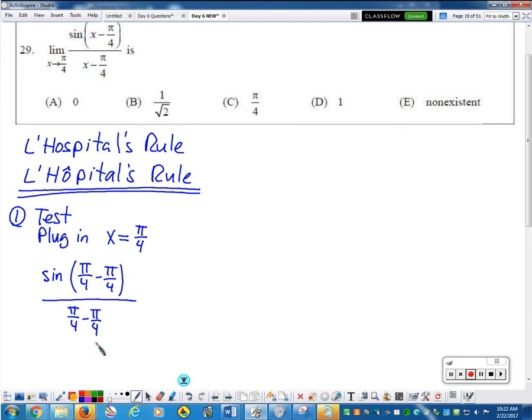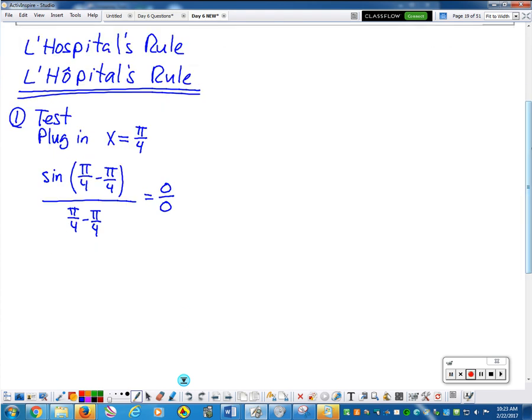I'd like you to answer as a class. What's pi over 4 minus pi over 4? 0. You may have forgotten that the sine of 0 is 0. Divided by 0, 0. No, 0 divided by 0 is called indeterminate. Like we don't know. But that's good news because with L'Hopital's rule, you do the test, you get an indeterminate form.